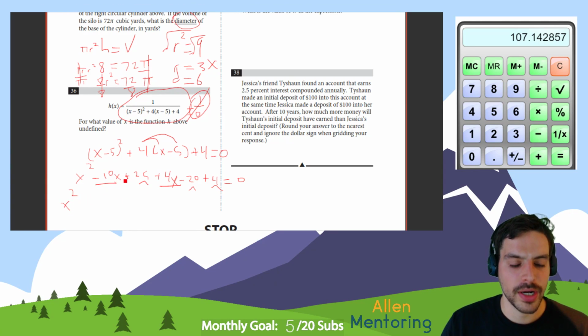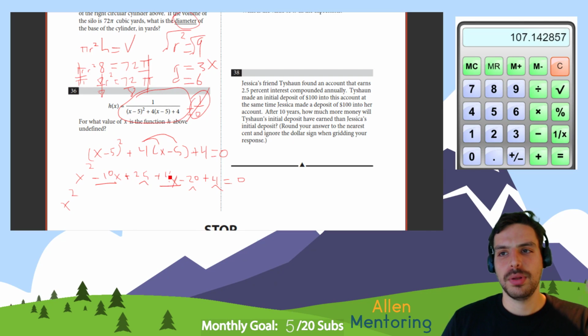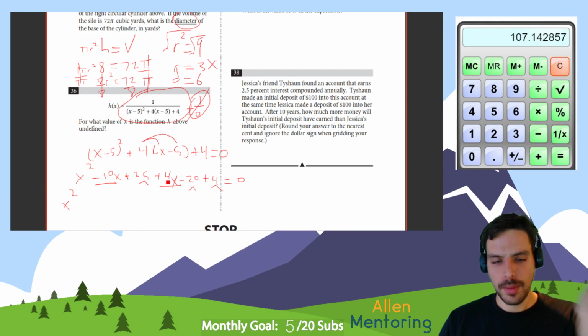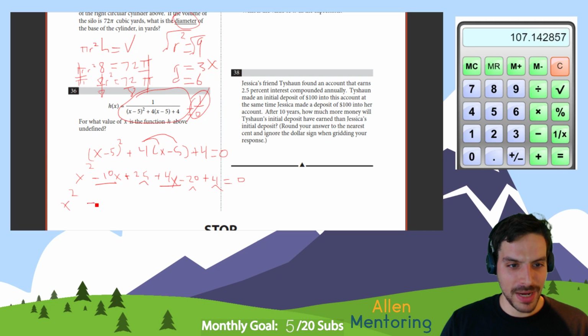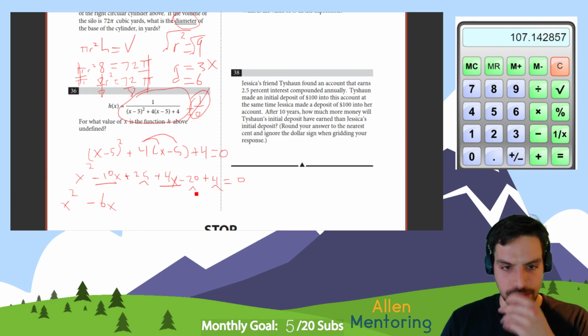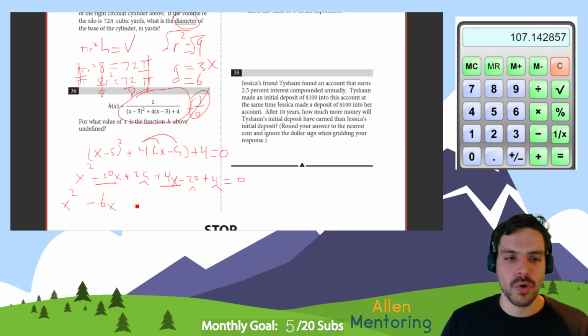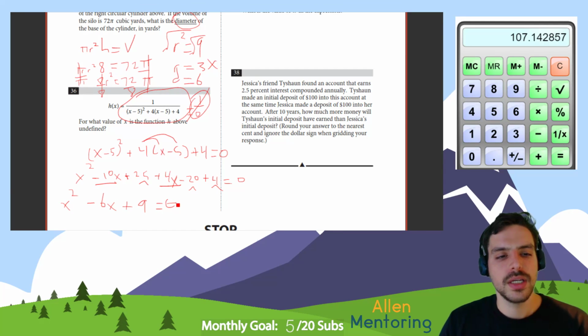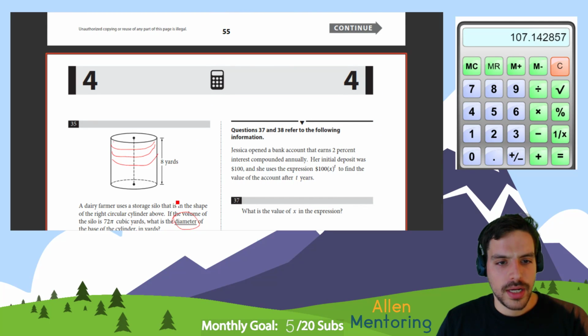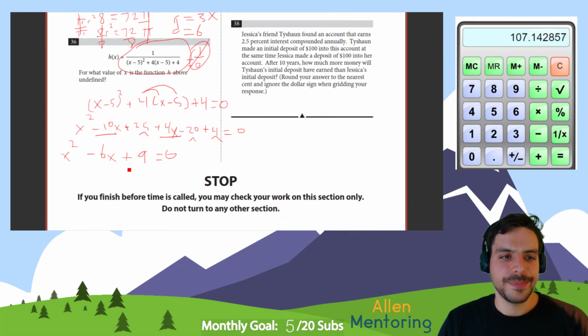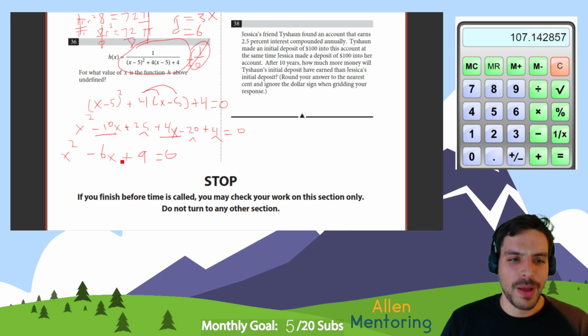So we're going to have x squared, minus 10x plus 4x, which is minus 6x. And now we're going to combine these three terms. 25 minus 20 is 5, plus 4 is 9. So we're going to have plus 9 as our third term there. What the heck did I just do? Okay, so how do we solve this polynomial?